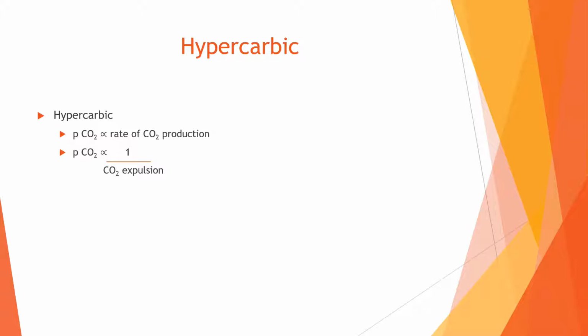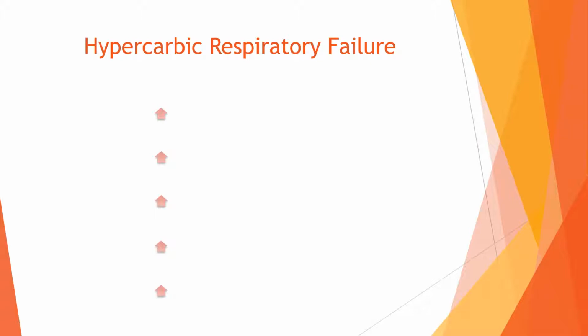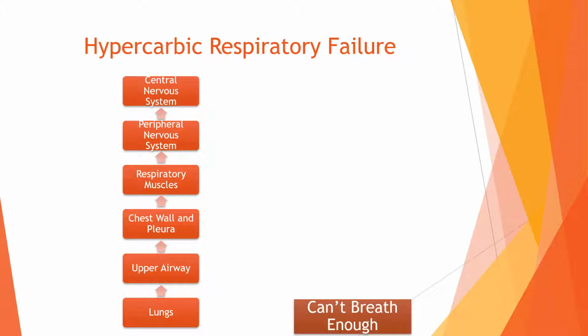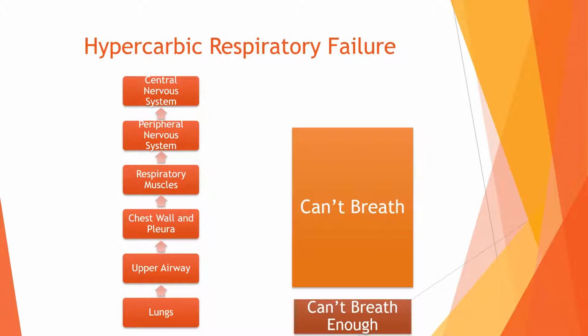Generally, your PCO2 is proportional to the rate of CO2 production, and it is inversely proportional to the rate of CO2 expulsion. So hypercarbic respiratory failure is on a spectrum, and it goes from affecting your lungs to your upper airway, chest wall and pleura, respiratory muscles, peripheral nervous system, all the way to the central nervous system. And this is also on the spectrum of how patients will behave.